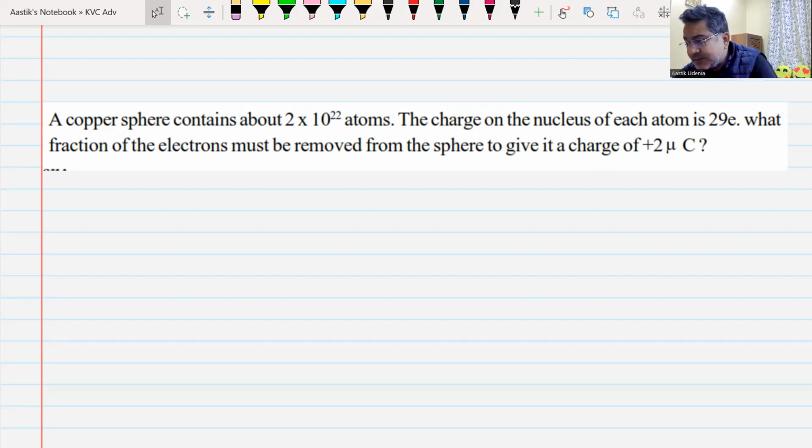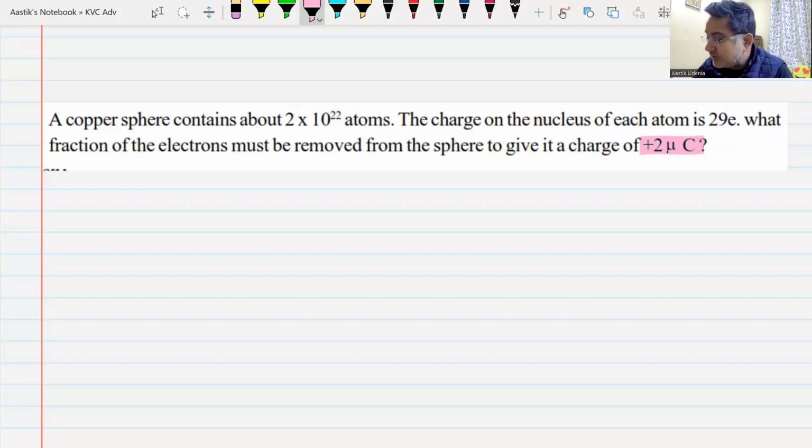What is that you don't understand? You have to give it a charge of plus 2 microcoulomb. So how many electrons will you have to remove? Tell me. How will you find out the number of electrons that has to be removed? Total charge is 2 microcoulomb. Just now I gave you the same question in a different way. You have to give it a charge of plus 2 microcoulomb. What is the number of electrons you have to remove?